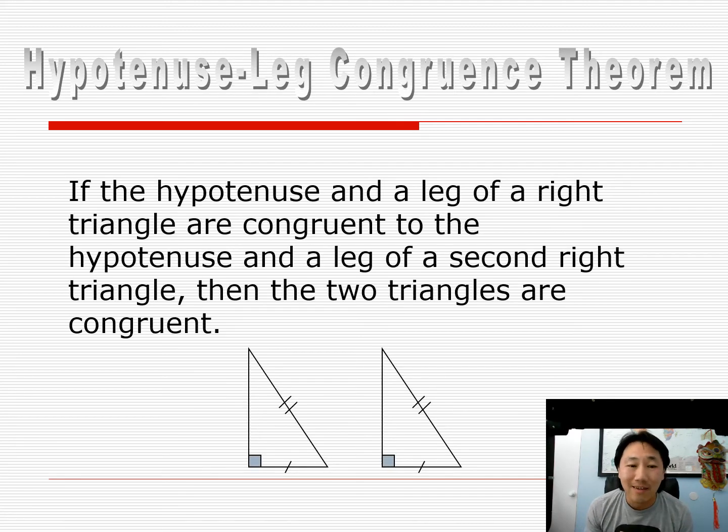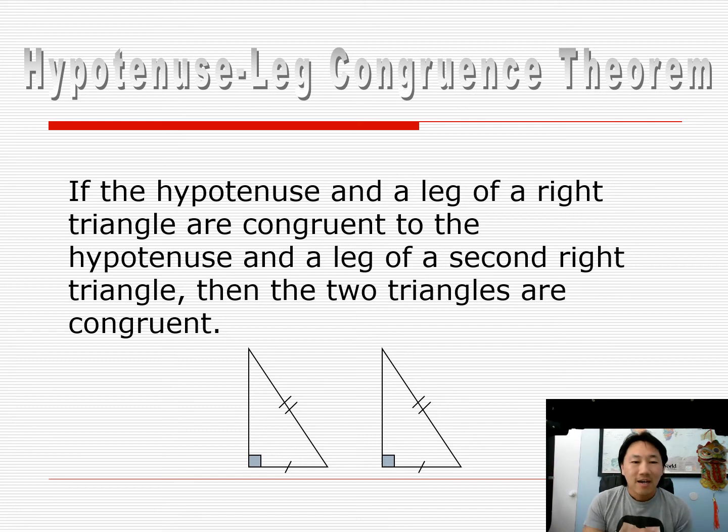So the HL theorem stands for hypotenuse leg congruency theorem. This is the fifth and final theorem for showing that two triangles are congruent. The first one was side, side, side. Show that all sides are equal. The second one was side, angle, side. The third one was angle, side, angle. The fourth one was angle, angle, side. And this is the final one, the fifth and final, hypotenuse leg theorem.